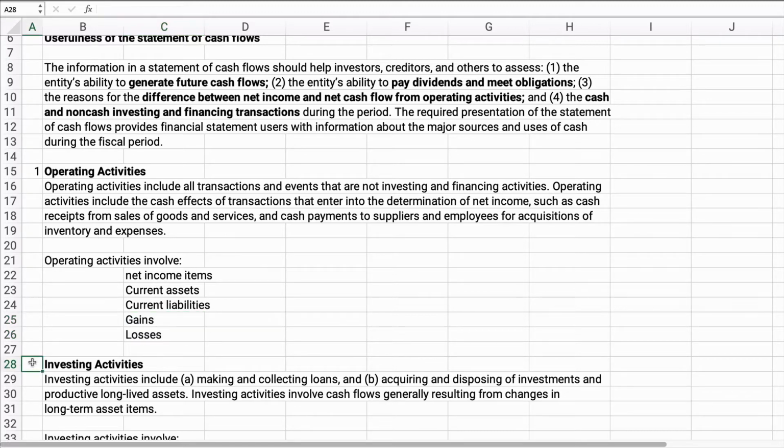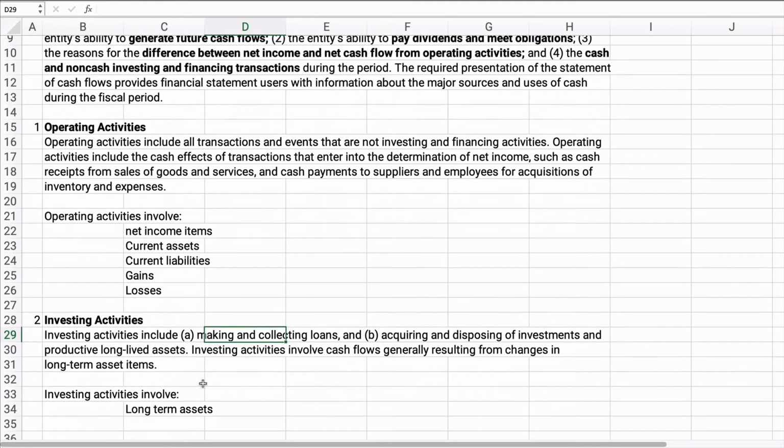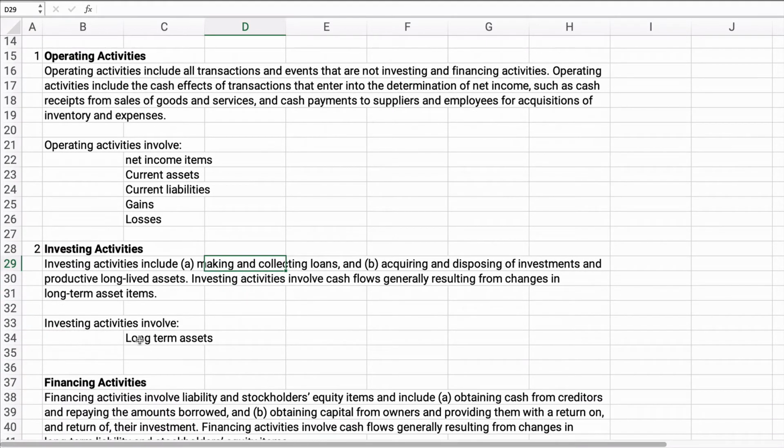The second one is investing activities. So investing activities, anything involving long-term assets, buying or selling. Now you could have a list here. I think it's helpful to have that list, but anything that's long-term asset, like buying a long-term asset like equipment. What about selling equipment? Yes. What about buying a building or selling a building? Yes. All that is long-term assets.